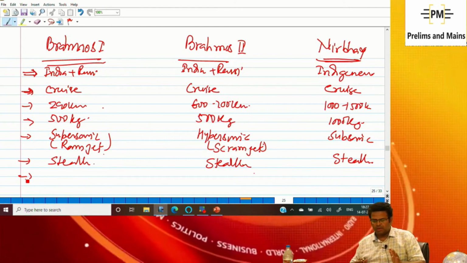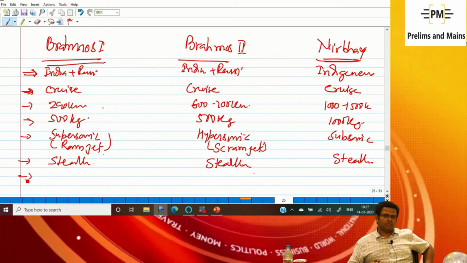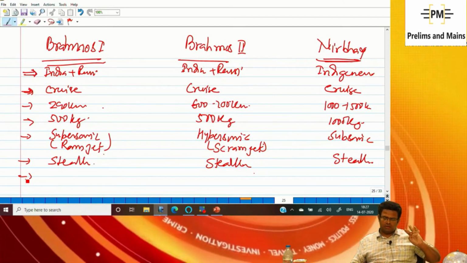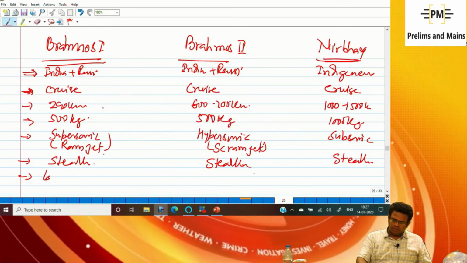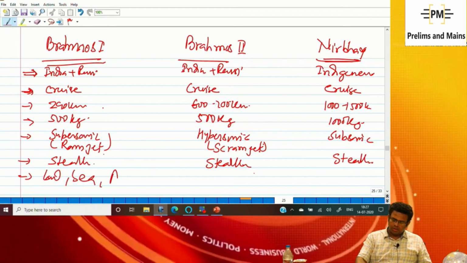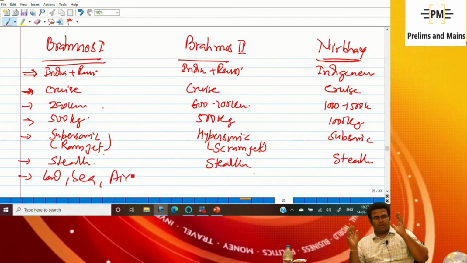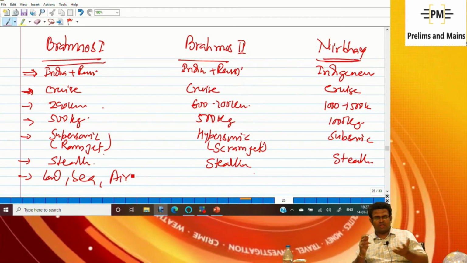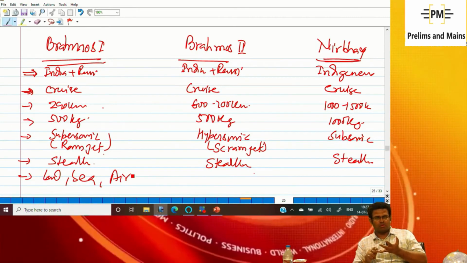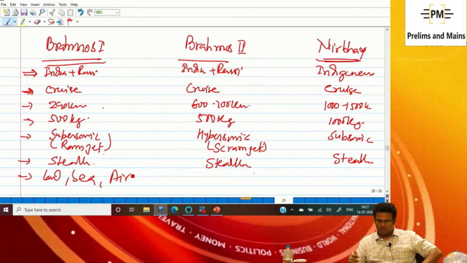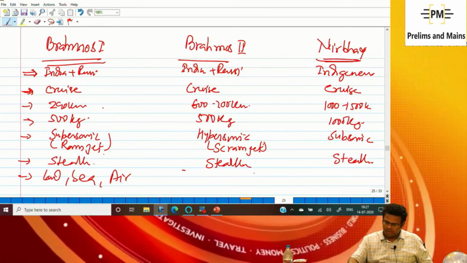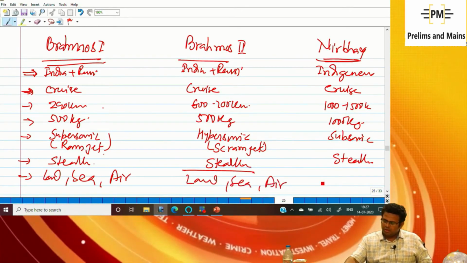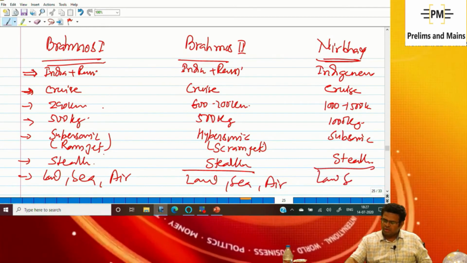This is about the cruise missiles of India, and they can be launched from land, sea, and air. So destroyers moving in the Arabian Sea can carry BrahMos 1, BrahMos 2, Nirbhay, all. They can be carried from land, sea, air.